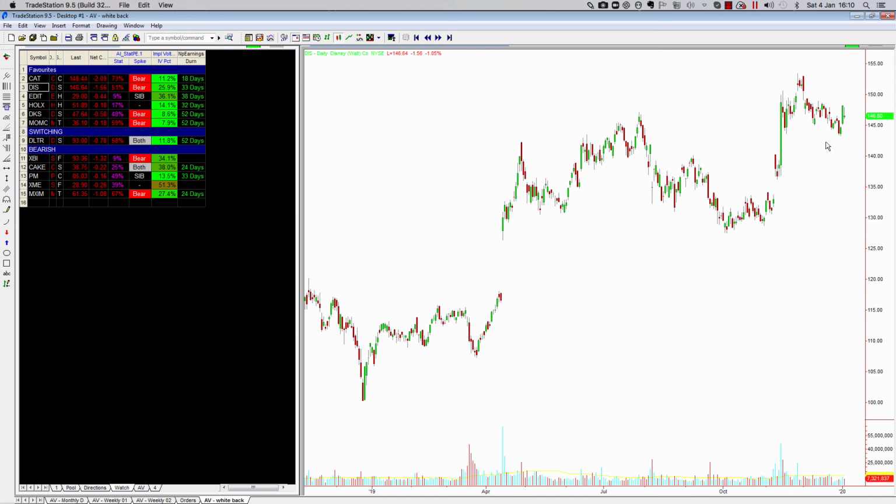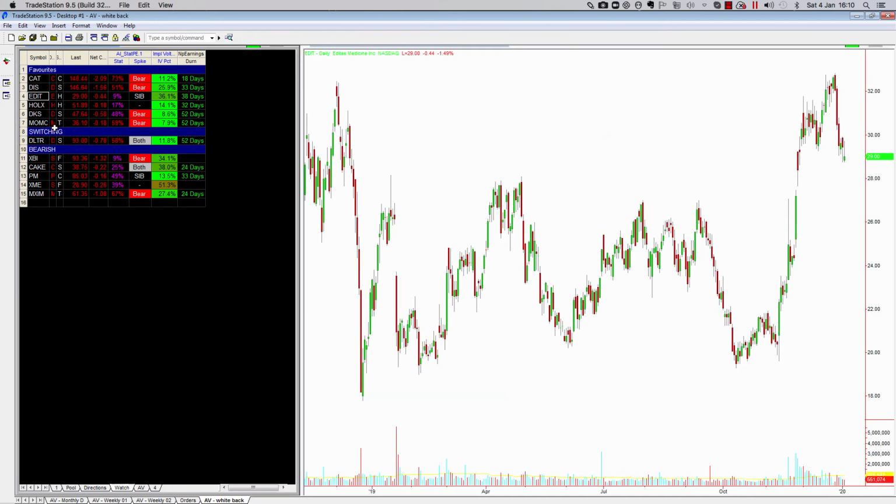But ultimately, rule number 1 is applied. Perfect. That helped us find the chart. Rule number 2, trade the next pullback. It's right there. That's what we're looking for. Let's go to the next one.